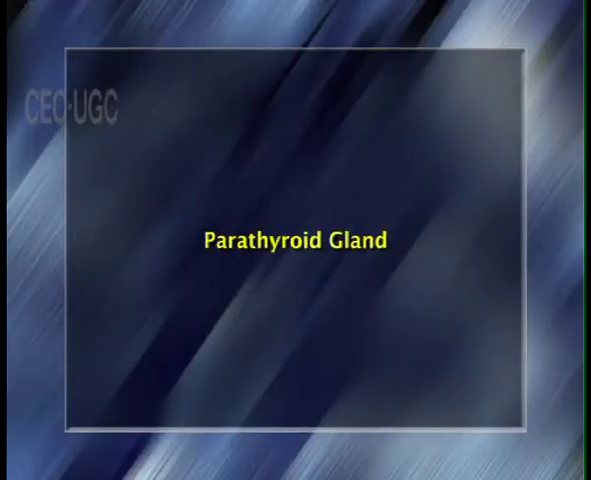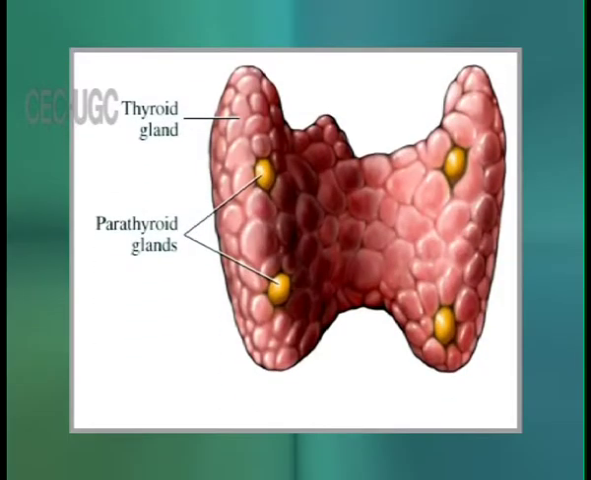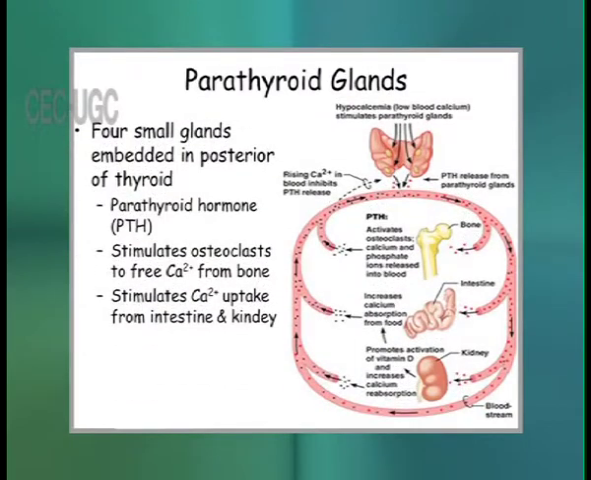Next is the parathyroid gland. The parathyroid glands are four small masses of glandular tissue found on the posterior side of the thyroid gland. The parathyroid glands produce the parathyroid hormone, which is involved in calcium ion homeostasis.